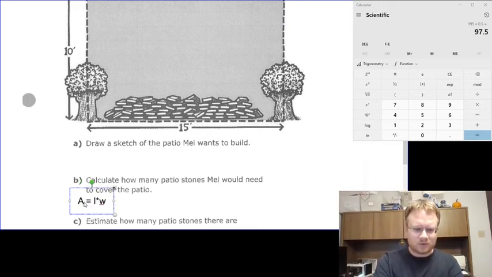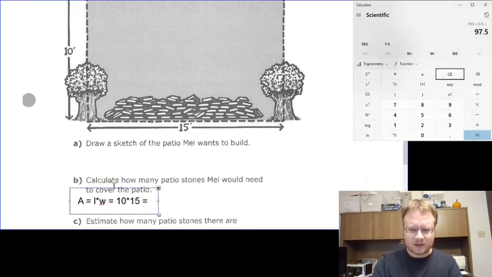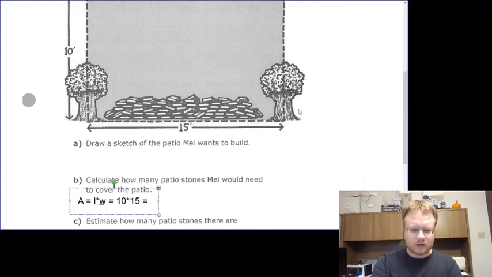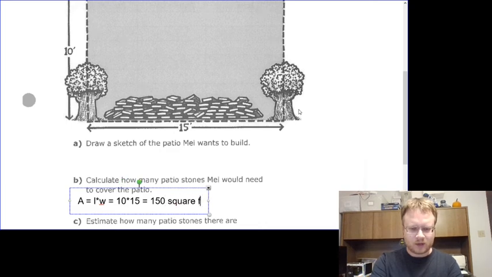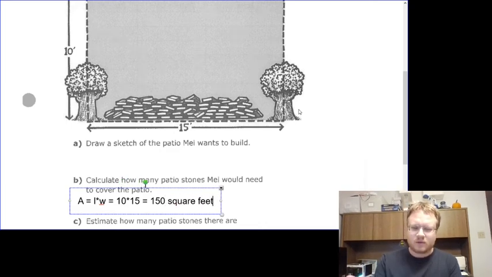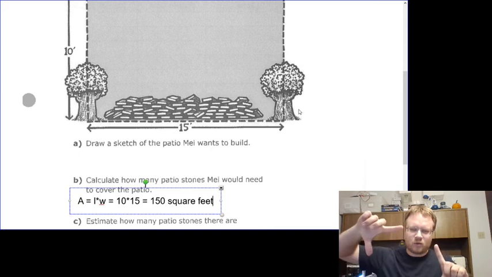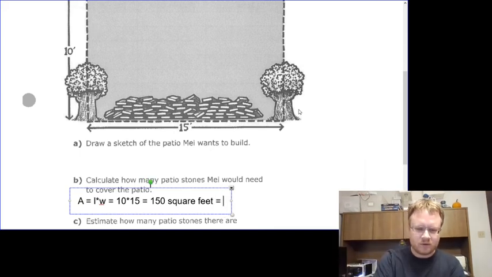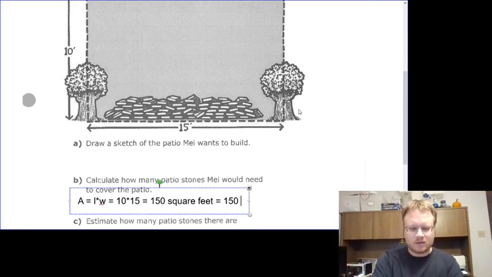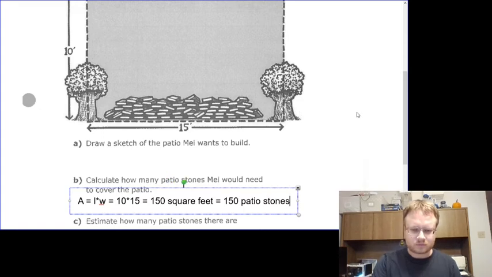Area is length times width. We know it's 10 feet long by 15 feet wide. Let's go to our calculator. 10 times 15 is 150. So we're going to need 150 square feet. They told us in the question that each patio stone is 1 square foot. So it means they're going to need 150 patio stones.